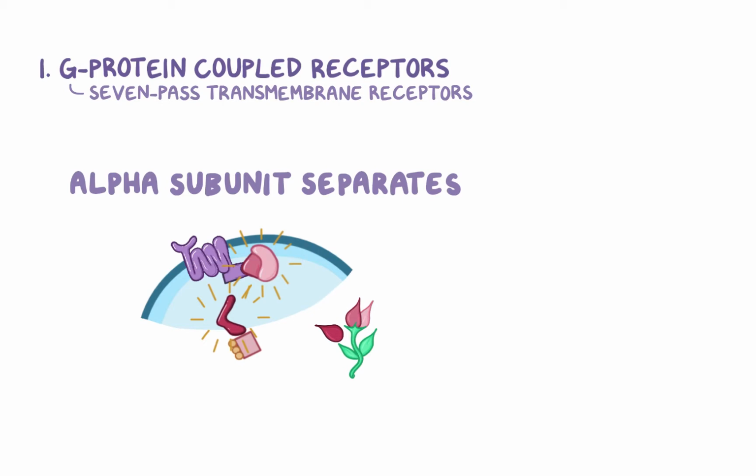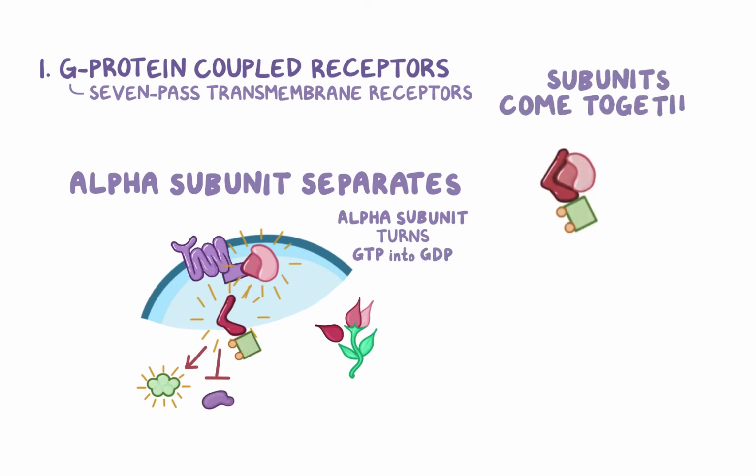When that happens, the alpha subunit is free to interact with other proteins. It stimulates some while inhibiting others. But to act on other proteins, the alpha subunit turns GTP into GDP, and when that happens, the 3 subunits come together again, the flower closes, and the G protein is turned off.